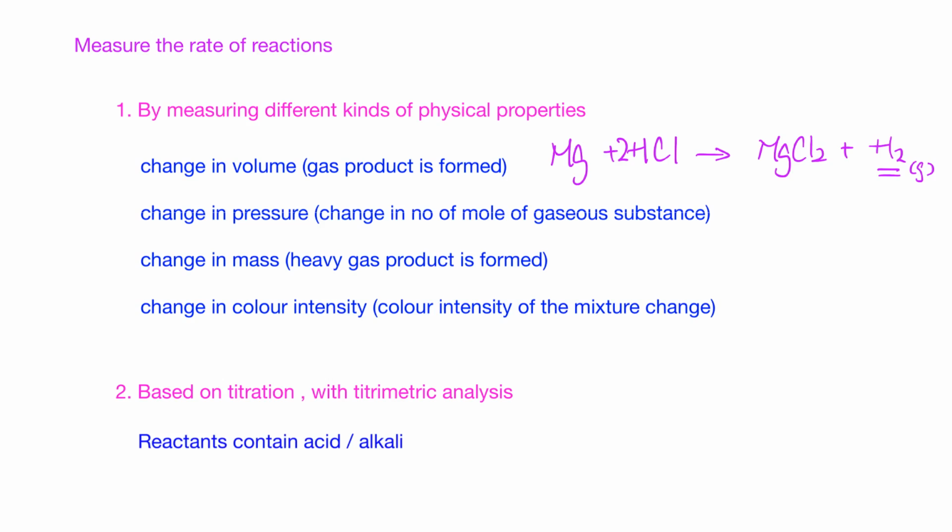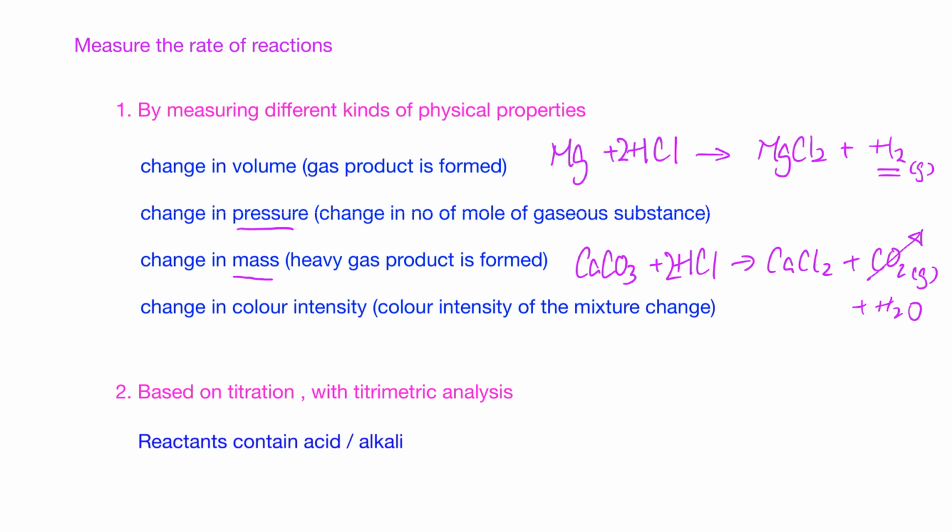And also, because there is gas formation, we can put the whole reaction in a closed system. We can also measure the change in pressure. Some of the reactions may have changes in mass as well. For example, if we have calcium carbonate added into acid, in the process you have calcium chloride, carbon dioxide and water. Some of the carbon dioxide is given out. If we allow this carbon dioxide to go away, you'll find that the total mass of the reaction mixture gets lower and lower. So by measuring the change in mass, we can also know the rate of reactions.